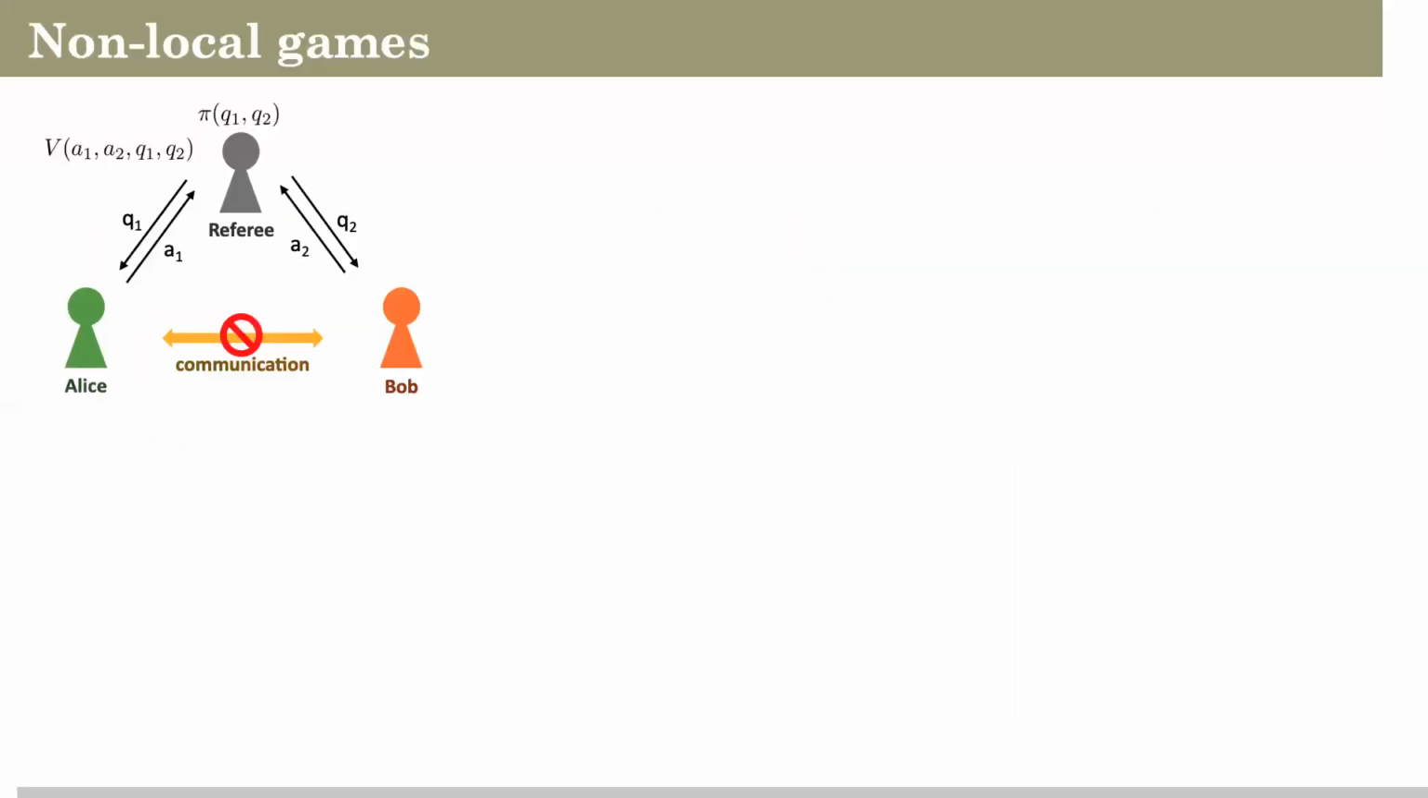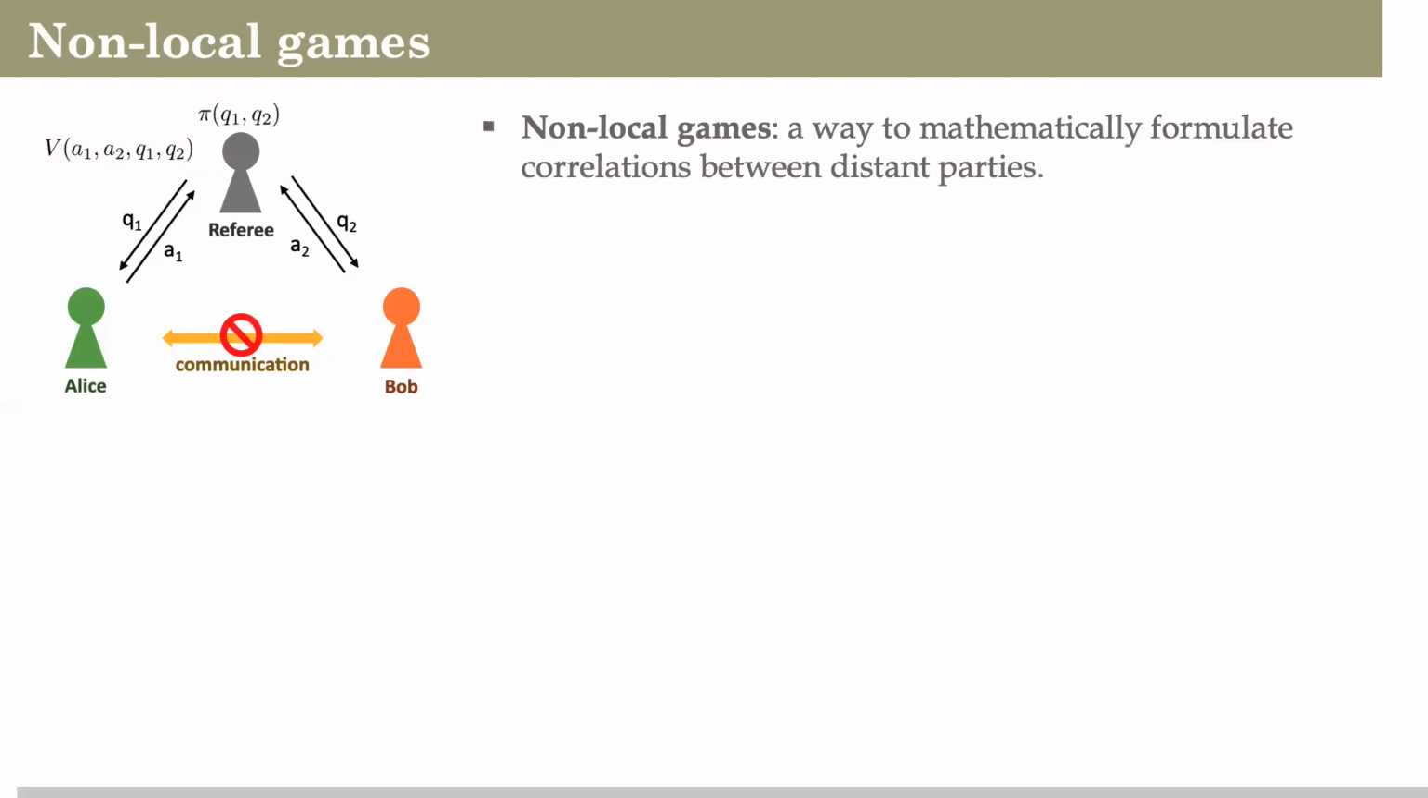Throughout this talk, we'll make use of a tool called nonlocal games. Nonlocal games is one way to mathematically formulate correlations between distant parties. And in this talk, we will particularly consider the case when there are only two players in the game, which is sometimes called two-player nonlocal game. In a two-player nonlocal game, when the game starts, the referee chooses question Q1 and Q2 according to the given question probability distribution pi, and sends them to Alice and Bob. Then Alice and Bob have to provide correct answers A1 and A2 to the referee to win this game. The referee checks whether the answers A1 and A2 are correct or wrong according to the given rule function V. After the game starts, Alice and Bob cannot communicate to each other anymore, but they can agree on a strategy beforehand.